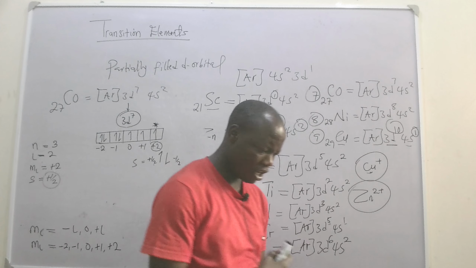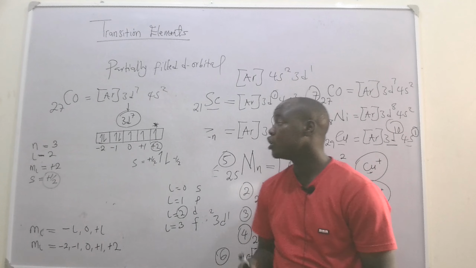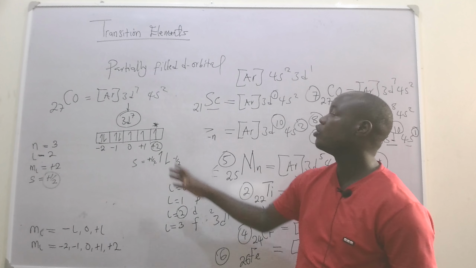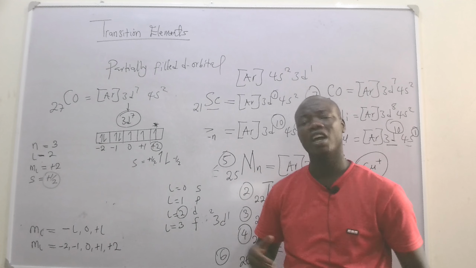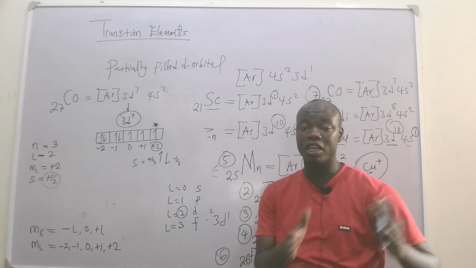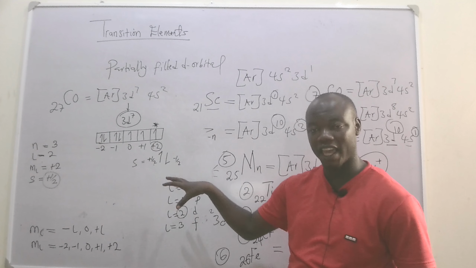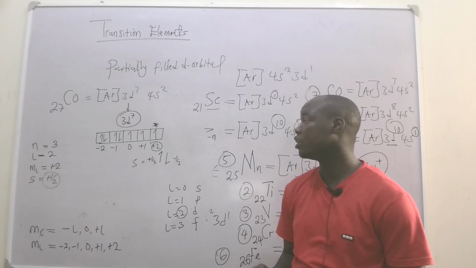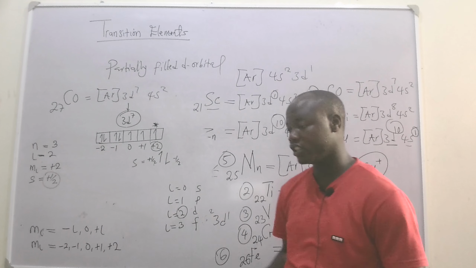I think from here you can see clearly how you can use these quantum numbers. You can determine the position of the electrons using 4 quantum numbers. And also the reverse is the case: you may be given quantum numbers and be asked to determine the position of the electrons. So it is also very, very important. So let's delve more into transition elements.